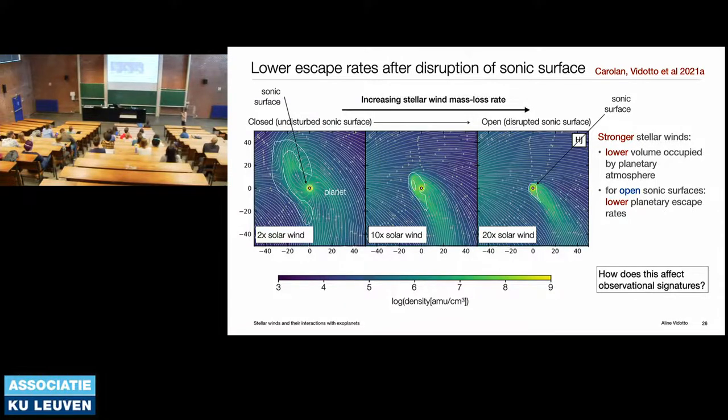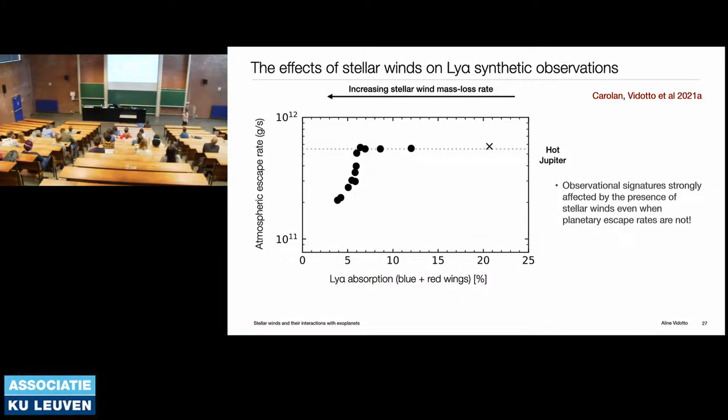We can come back to this later, but I would like to focus more on the observational signatures. So you have here the escape rate of each of the simulations we ran, and this is the Lyman alpha absorption. Now, because the line is saturated at the center, and we also can't observe the center of the line from Earth, or with Hubble, for example, we are just looking at the blue and the red wings, so we are just summing the blue and the red wings of the line. And these are simulations for a hot Jupiter. The first cross here indicates no stellar wind.